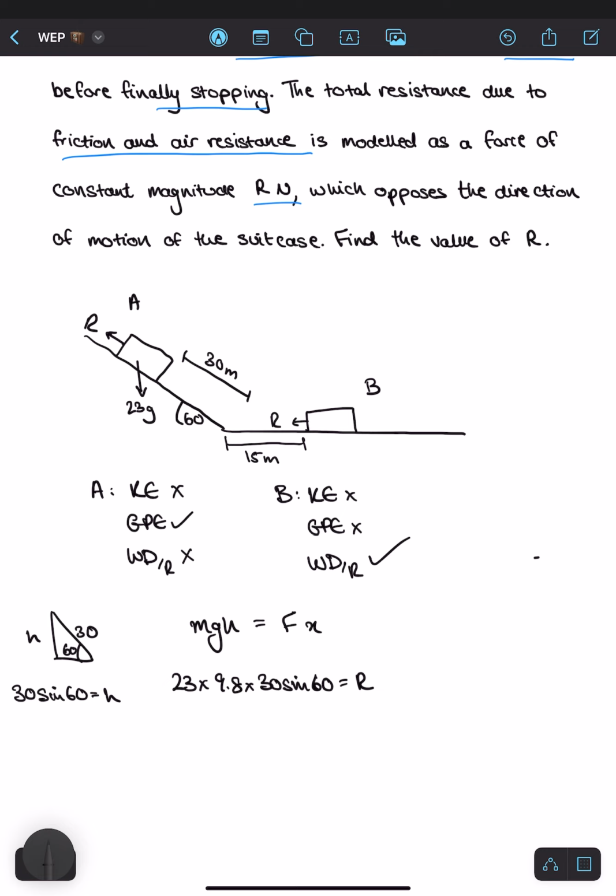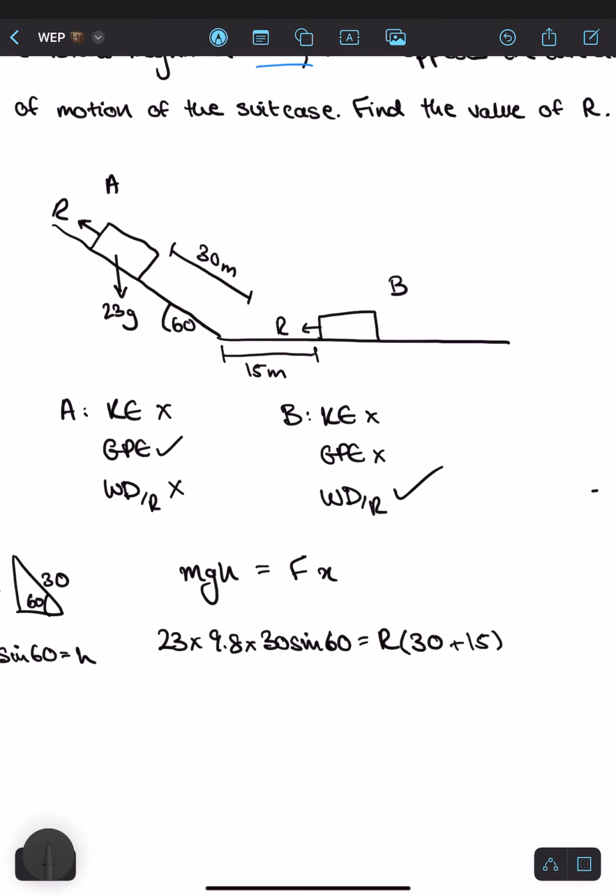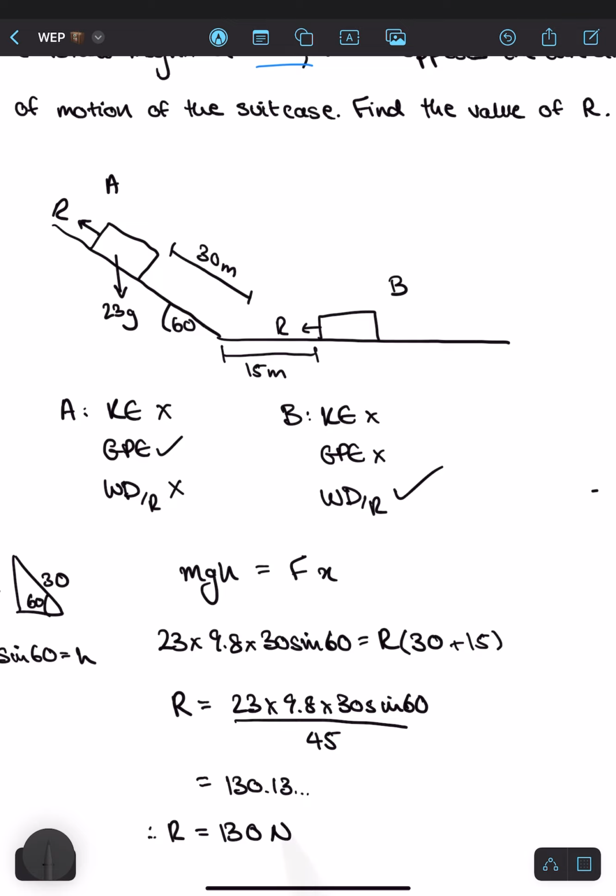And the distance is the total distance traveled. So initially, R is opposing the distance of 30 meters there. So you have 30, and then you've got a distance of 15 meters. And we're told that R is constant as a modeling assumption. So now, before putting this into my calculator, I'm going to rearrange, then put that in. So I know that R is equal to 23 times 9.8 times 30 sine 60, all over 30 plus 15, 45. If I put that into my calculator, I get 130.13 and so on, which means that R is equal to 130 newtons to two significant figures.